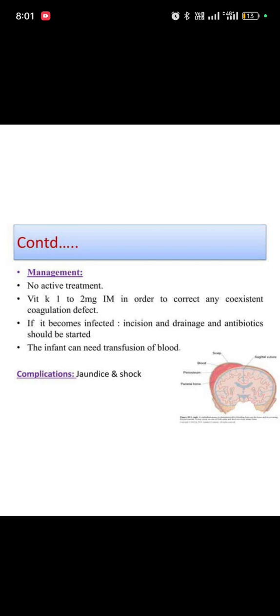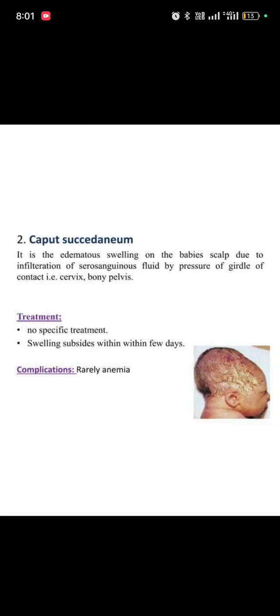Next, management. Vitamin K 1 to 2 mg IM in order to correct coexistent coagulation defect. There may be a collection of blood, and if you leave it, it may cause infection. So you need to incise and drain it, and also start antibiotics. Some infants may need blood transfusion also. If you do not treat this properly, there may be complications of jaundice and shock in the infants. This is cephalohematoma.